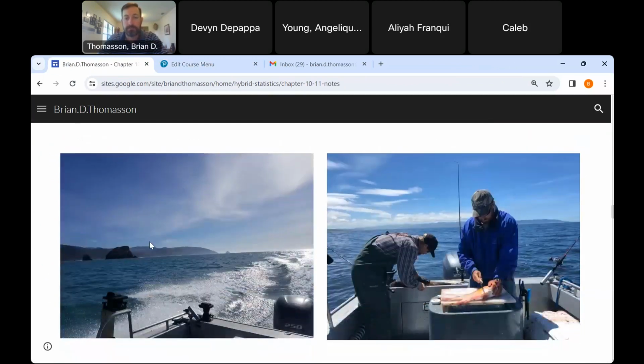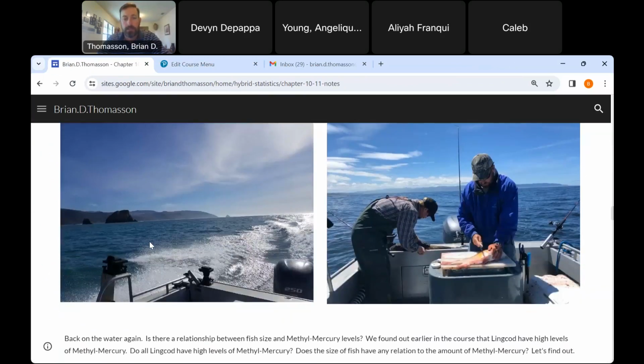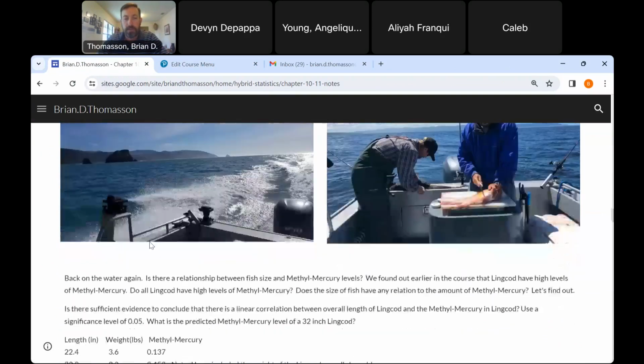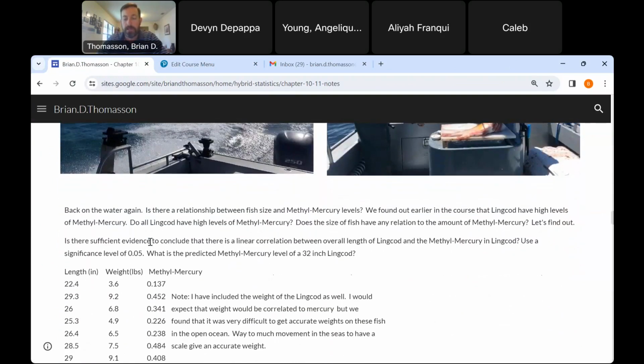All right. So let's look at this problem, back to our fish data that my friends and I collected. What we're looking at is the lingcods, the bigger fish that have high levels of methylmercury. And one of the things we're asking ourselves is, do all the lingcods have high levels of methylmercury, or does the methylmercury increase as the size of the fish increases?